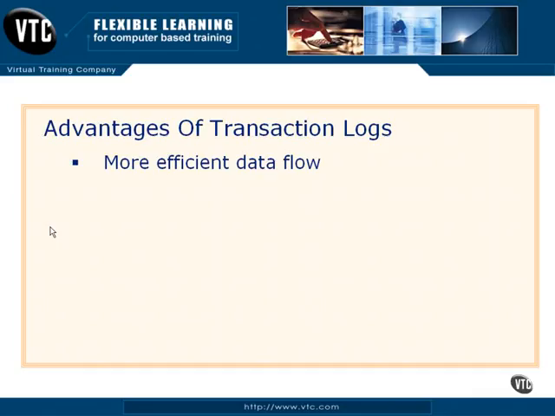Then uncommitted transactions are not written in, and committed transactions are then considered inactive because they've already been written into the database, so they're flagged as inactive. Transactions that are still not completed are considered active transactions. So this makes for a more efficient data flow.